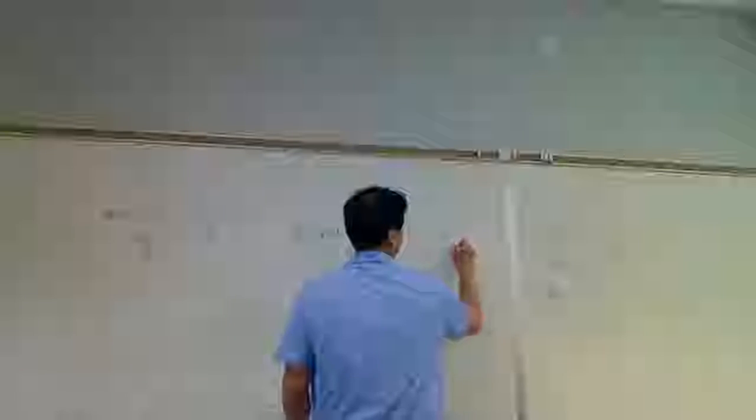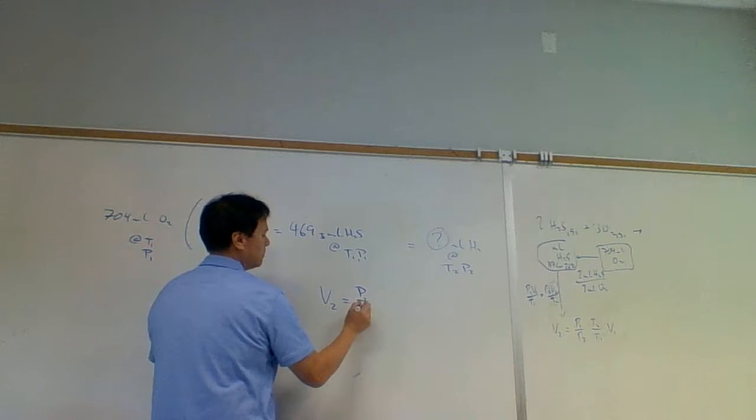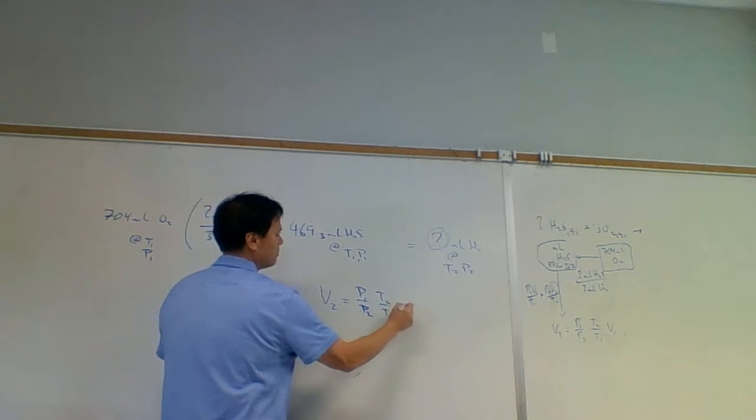Okay, but we're going to change the temperature and pressure now. And so that's going to equal how many milliliters of H2S at T2, P2. And so here we can't do a dimensional analysis. Here we are going to have to do an algebraic equation. And so what we'll just do is we'll figure out V2. V2 is equal to P1 over P2, T2 over T1 times V1.